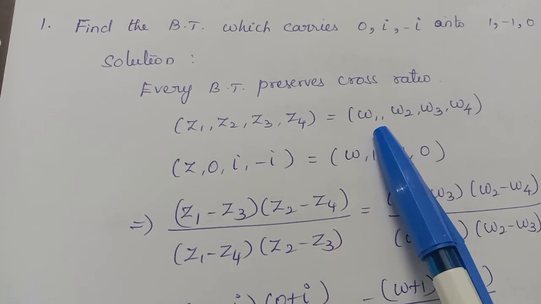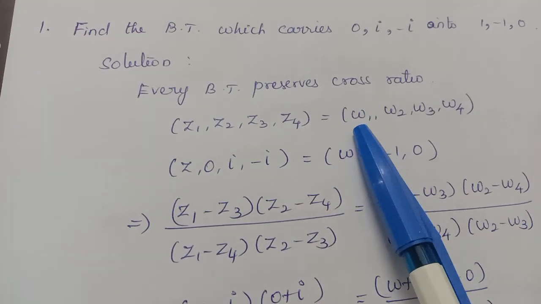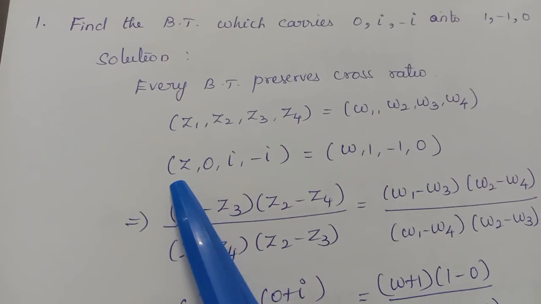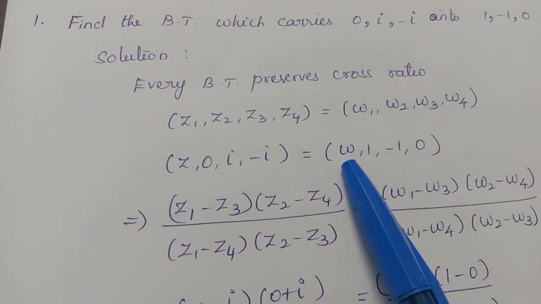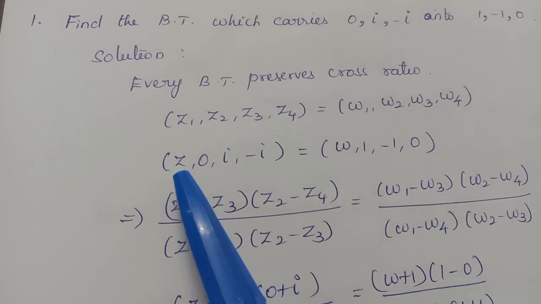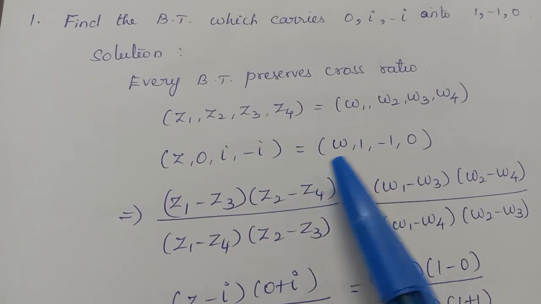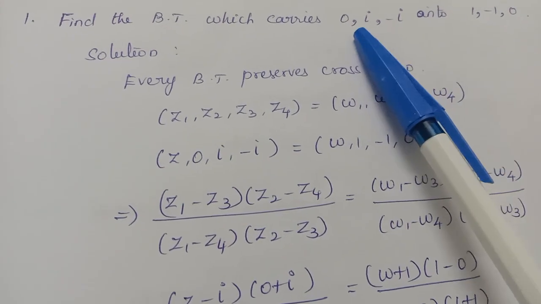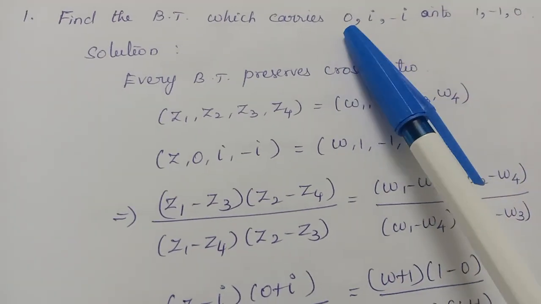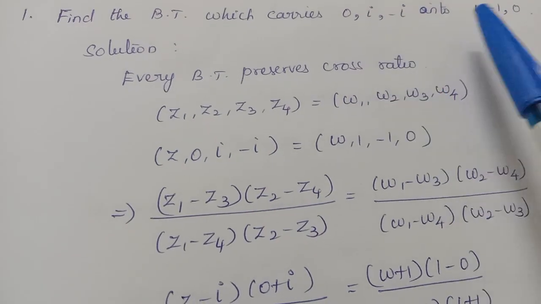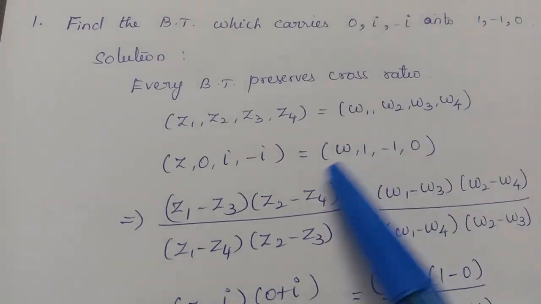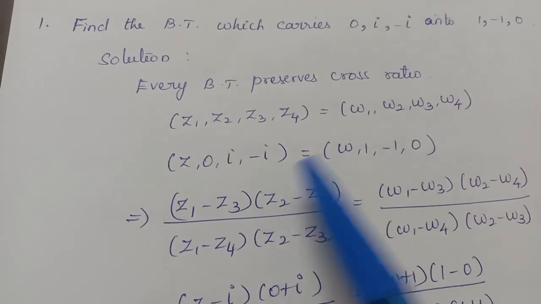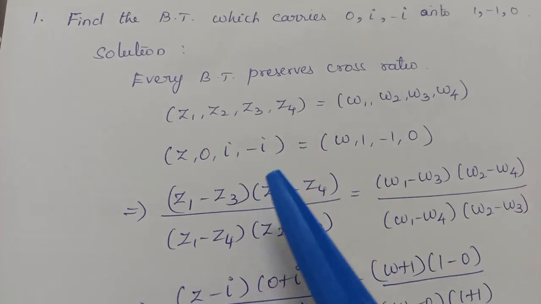So for using this definition, we need to take 4 distinct points. Only 3 points are given, no. So the fourth point I am going to take as Z and its image be equal to W. So here what I have, cross ratio of Z, 0, i, minus i equal to cross ratio of W, 1, minus 1, 0. Don't change the orders given here, because here the image of 0 is 1, image of i is minus 1, image of minus i is 0. If you change the order here, the problem will be wrong. So you should not change the order. Whatever order given here, that order only you have to follow.